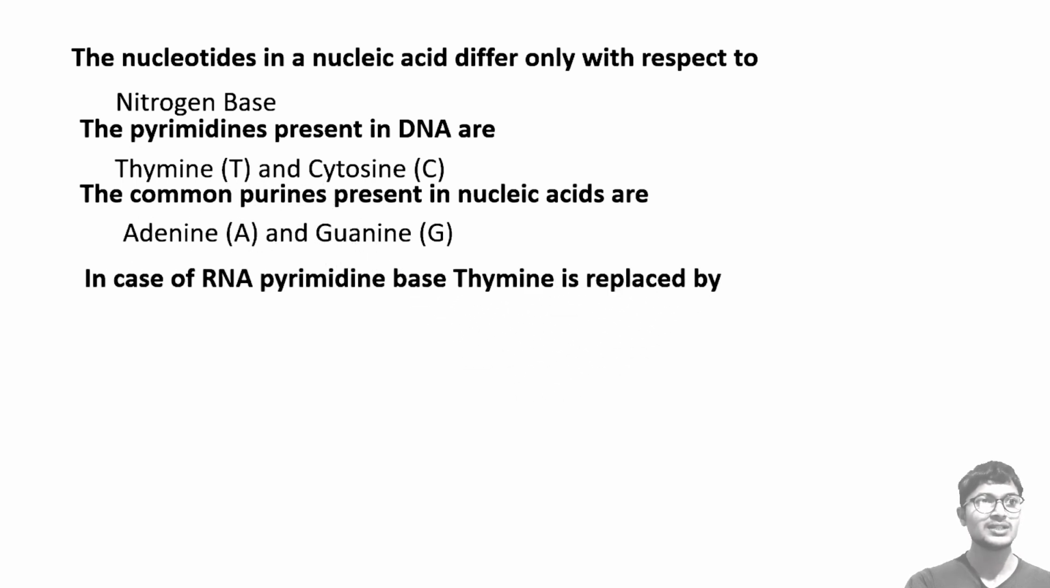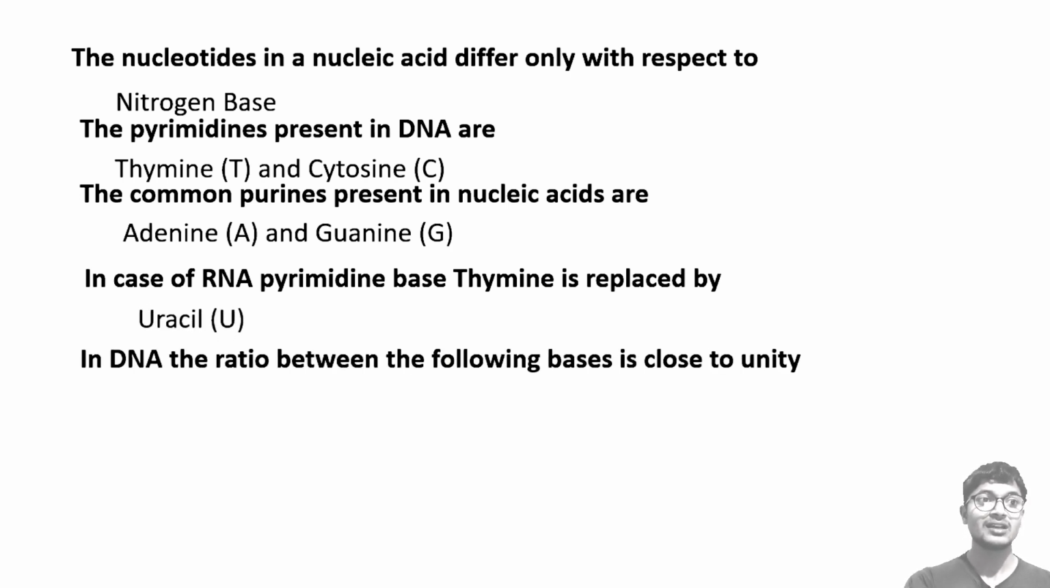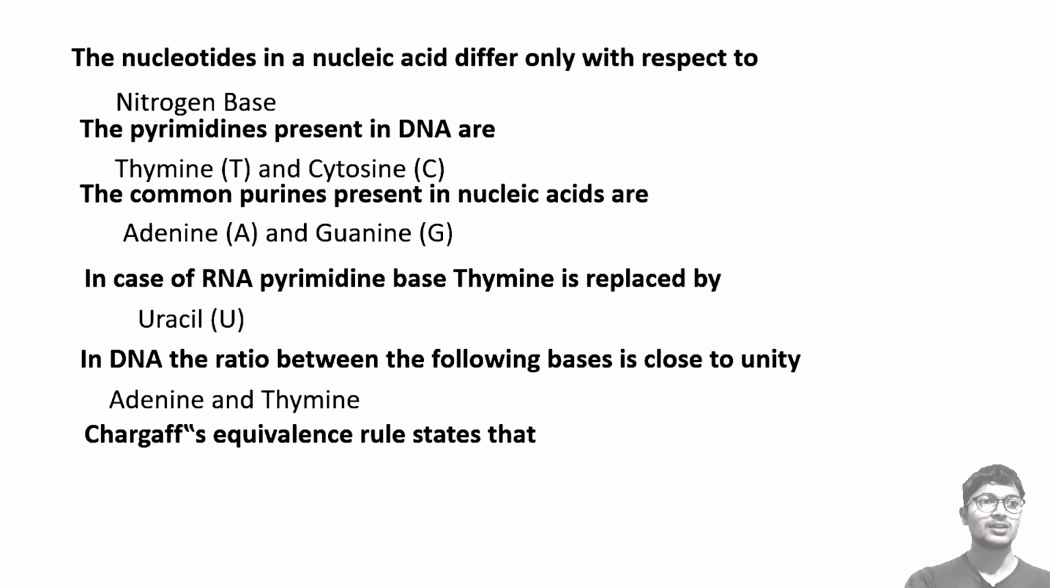Clear? Next question. In case of RNA, pyrimidine base thymine is replaced by? Answer is uracil. Clear? Next question. In DNA, the ratio between the following bases is close to unity? Answer is adenine and thymine. Clear? Next question is that Chargaff's equivalence rule states that? Answer is A plus G equals T plus C.